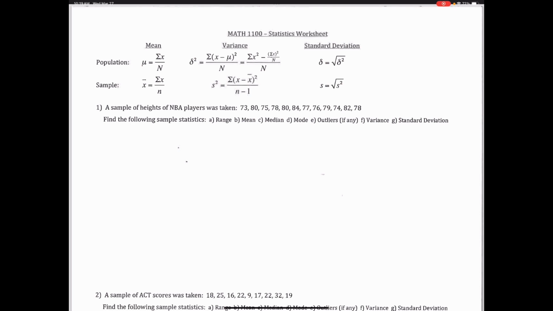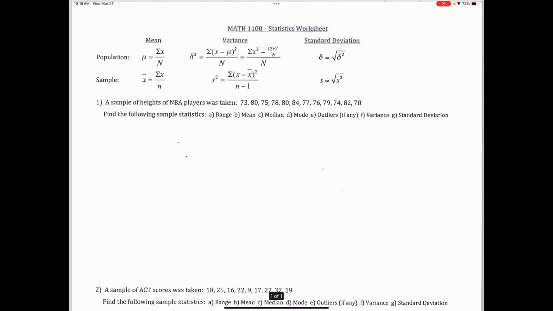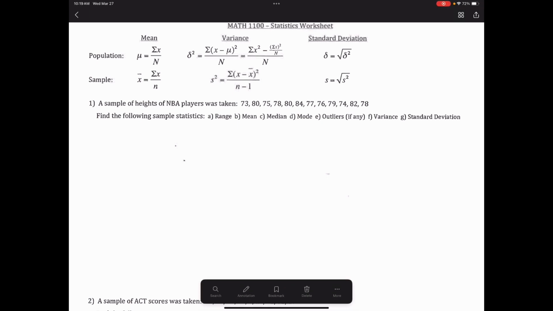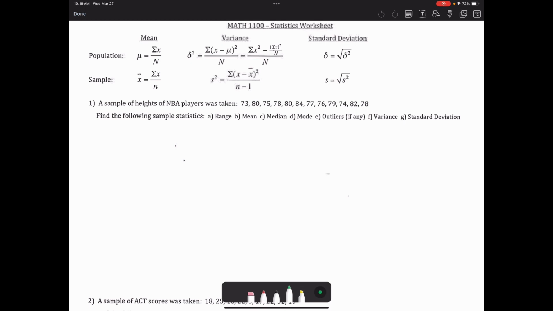So here I have a sample of heights. With statistics, you always have a sample of data. And so here are a bunch of heights of NBA players. And what we're going to do is we're going to find these 7 things. We're going to find range, mean, median, mode, outliers, if there's any of them, variance, and standard deviation.